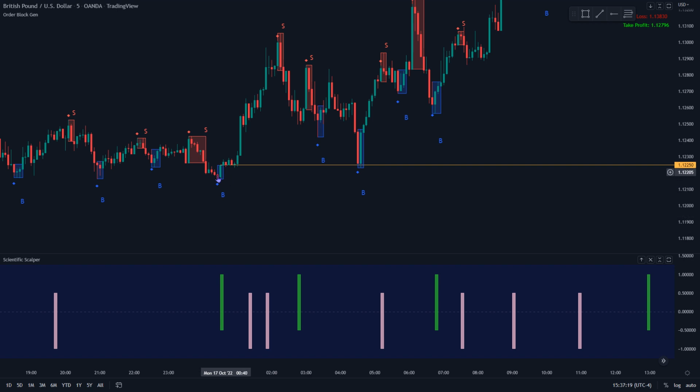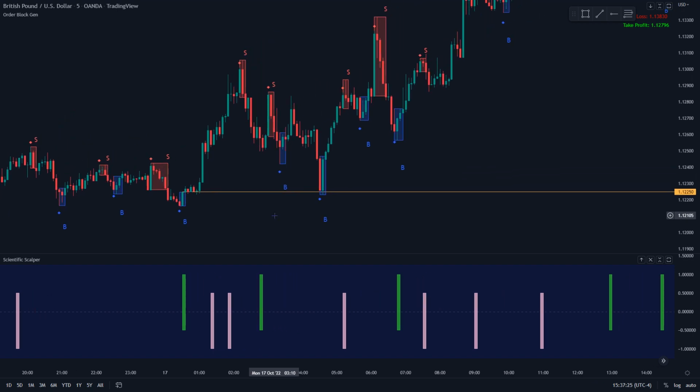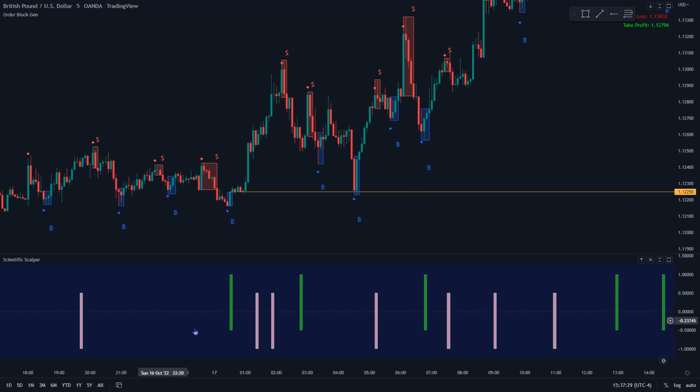Marks out the zones for you, tells you where lows or highs should not be violated and which ones should. So anyway, that's the Scientific Scalper. A great 2-part confirmation to filter out your trades, whether you're long or short.